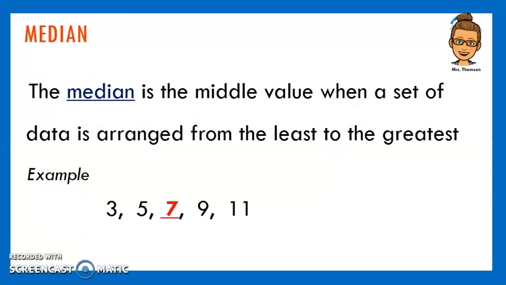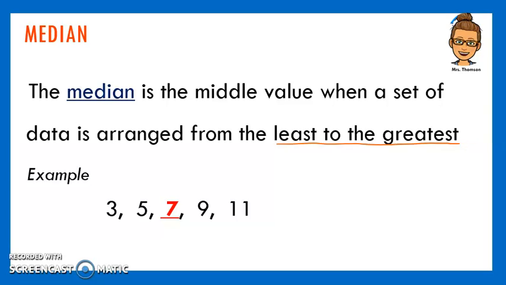Let's talk about the median. The median is the middle value when a set of data is arranged from the least to the greatest. Now that is important, least to the greatest. You have to put the data in order. You could actually put it from highest to lowest if you wanted, but as long as they're in order, that's what you need to do to find the median.